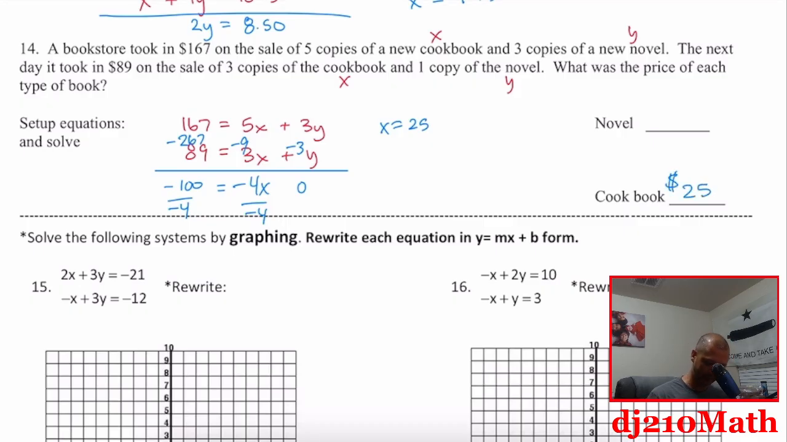Let's plug that into one of them, maybe the second one, right, that has the least amount of things. So 89 is equal to 3 times 25, which is 75, plus y, right? Because when we plug in x, 3 times 25. Minus 75, minus 75, 14. y is equal to 14. So the novel is $14.